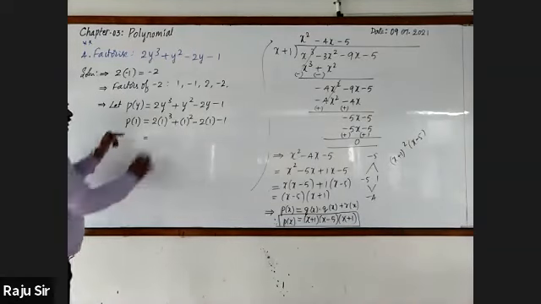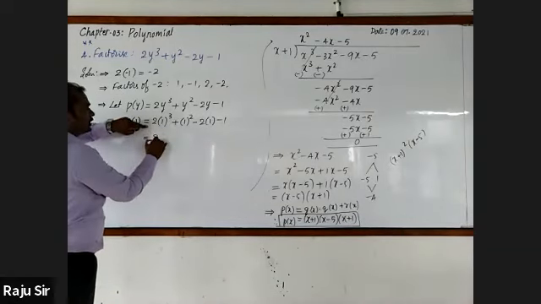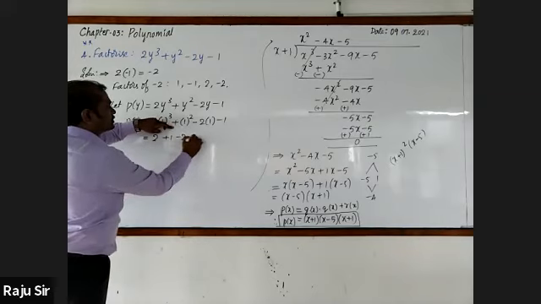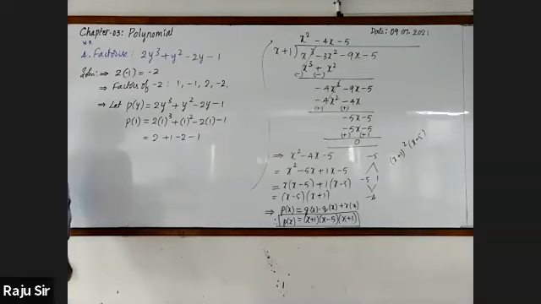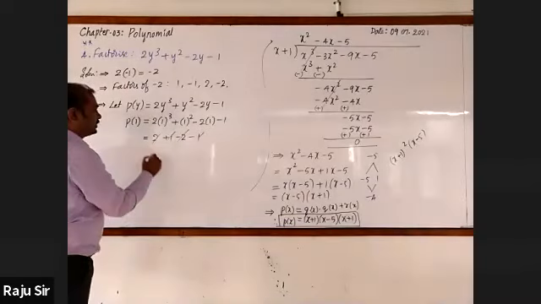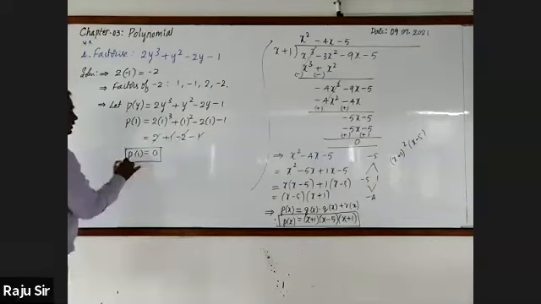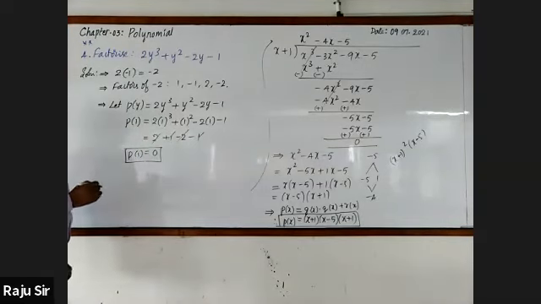It's equal to 1 cube is 1, 1 twos are 2, 1 square is 1, minus 2 into 1 is minus 2, then minus 1 as it is. 2 minus 2 plus 1 minus 1 get cancelled. 0. P of 1 is equal to 0. Nothing but the remainder is 0.